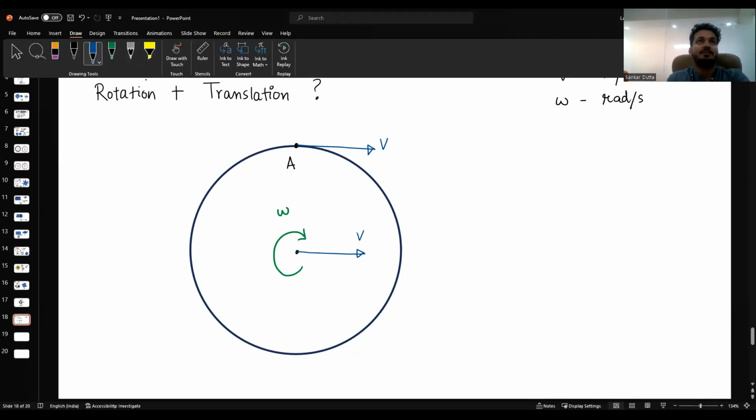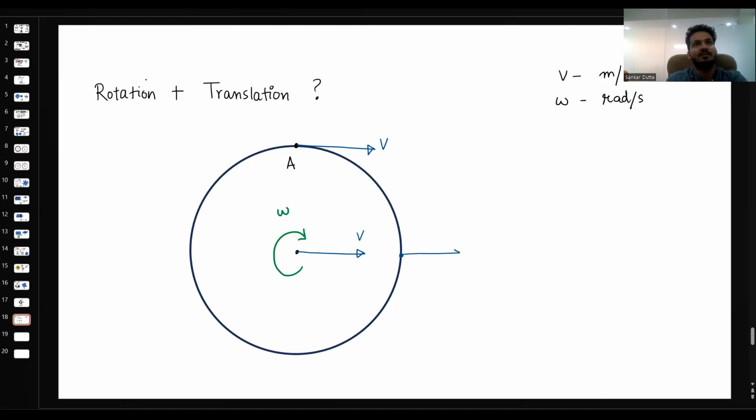Let's also do it for point B. For point B also, the velocity will be like this because of translation only. The C point will be like this. B, sorry, this is B. And D point will also be like this.